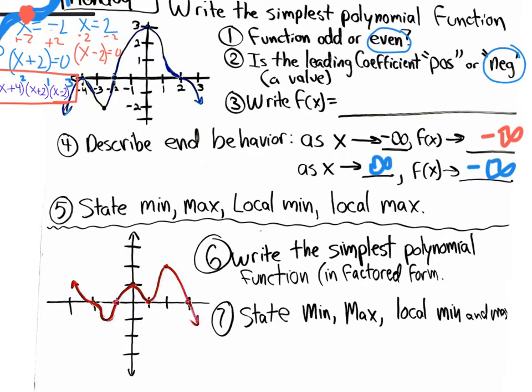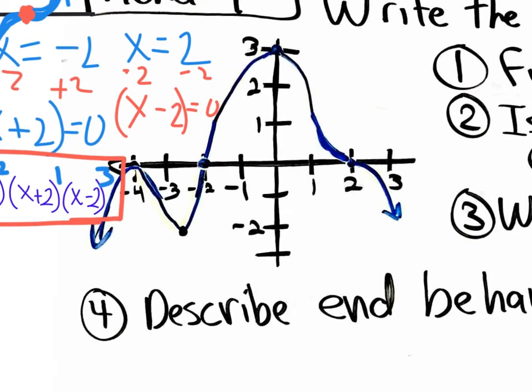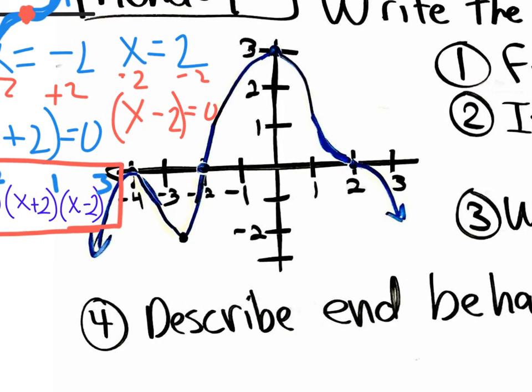What about minimum, maximum, local min, local max? Well, let's talk local min, local max. When you look at this function, what is the max value? The max value is this guy right here. That's your max value. And I want to label it as the coordinate 0, 3. Okay, that's the max value. Why is it the max value? Because there's no other point on this graph that goes above that value. That's the maximum value right there.